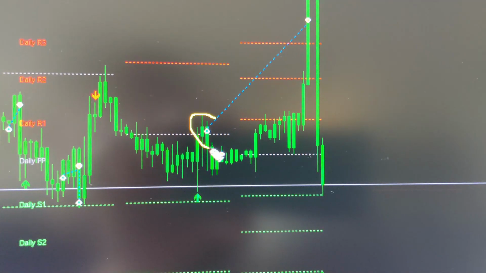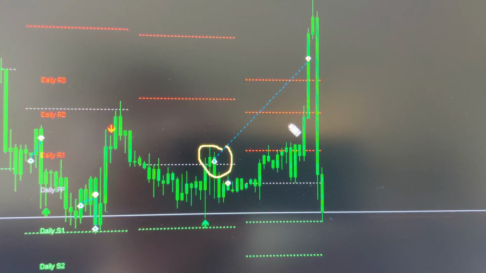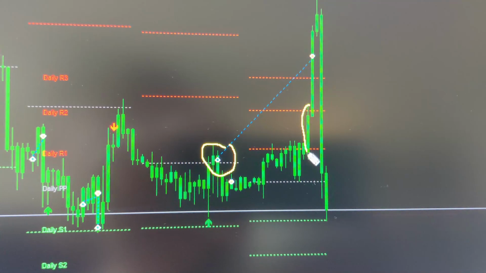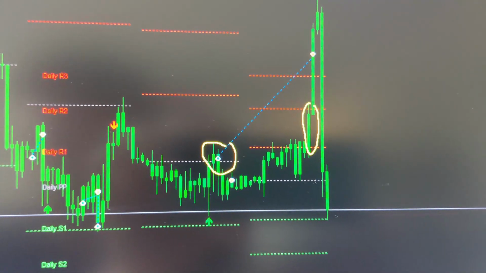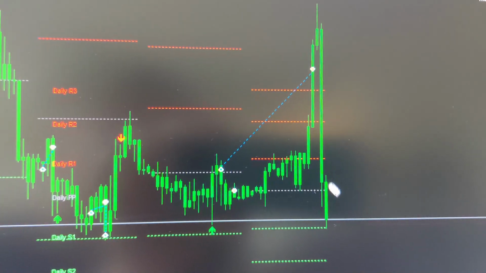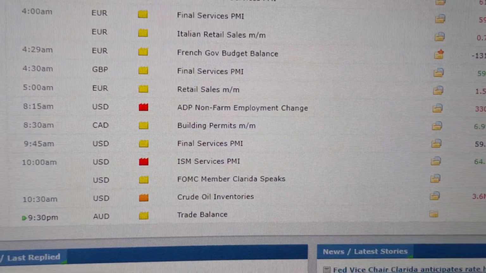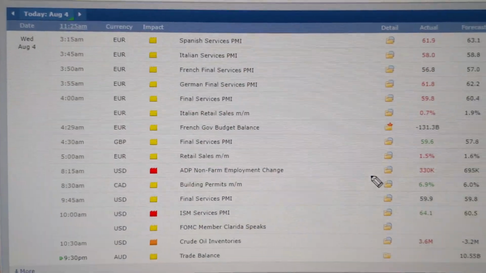There was my original gold entry here, and the trailing stop activated on this candle right here, as you probably saw in my last update, and it kept going, and then just tanked right after that. So what happened here with the news is you can see the numbers right here.